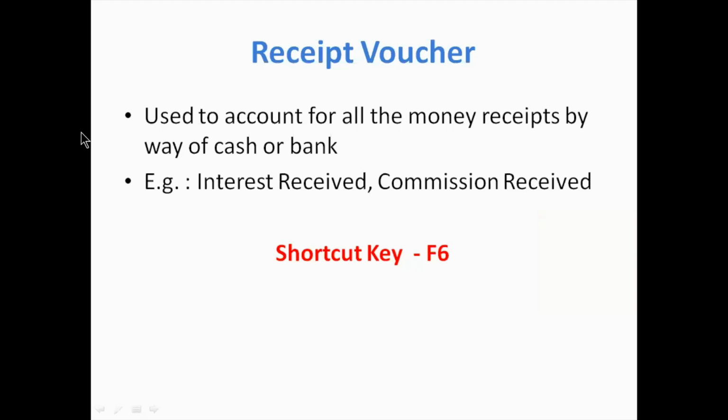Next is receipt voucher. Receipt voucher is used to account for all the money receipts by way of either cash or bank. If we receive the money either in the form of cash or directly into the bank or cheque, everything can be entered through receipt voucher. For example, we received interest, commission received. So all these are the receipts we can enter through receipt voucher, and the shortcut key for receipt voucher is F6. So let's start entering the F6 voucher.